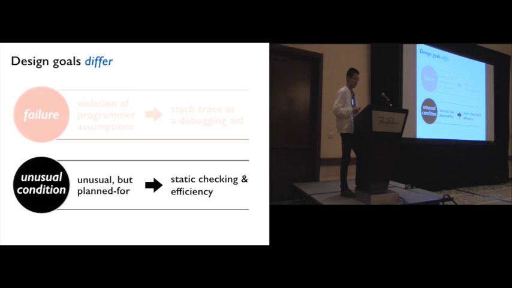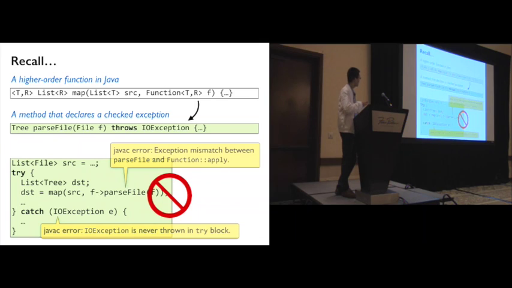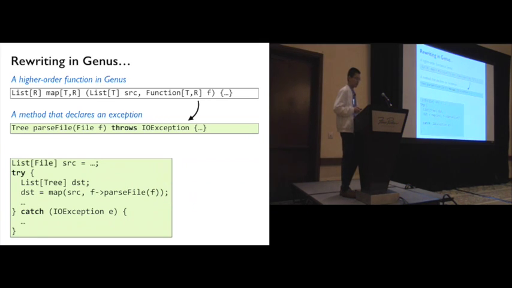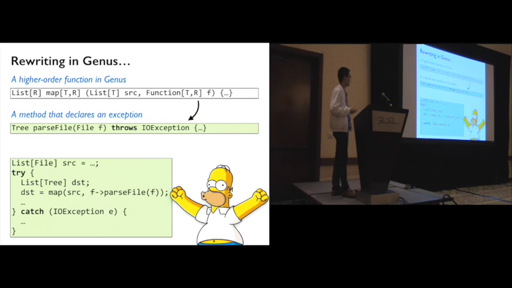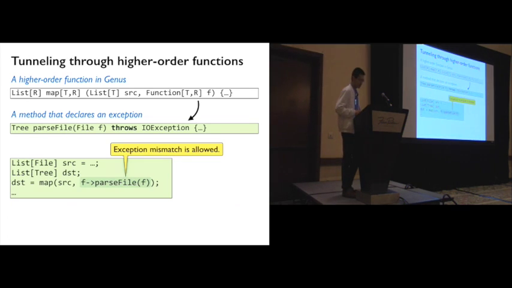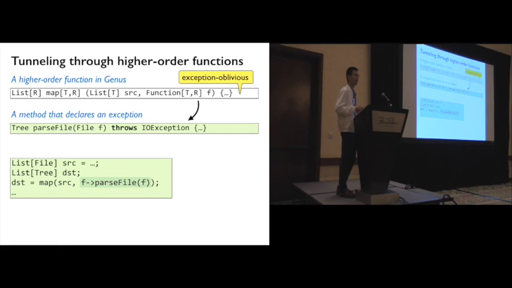For the other class of exceptional events, we want to enforce static checking even in the face of higher order functions. Recall that this code does not type check in Java, but if we rewrite it into Genus, it ordinarily type checks. We still have this exception mismatch, but that's okay. To account for this mismatch, we notice that the higher order function map is oblivious to whatever exceptions are raised by f, because the type function does not declare any exceptions. And because map is exception oblivious, it cannot be expected to handle the extra I/O exception.